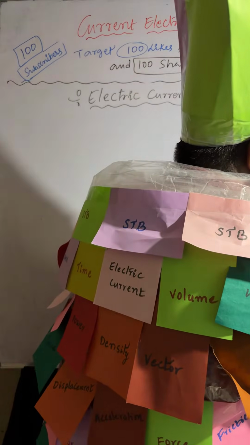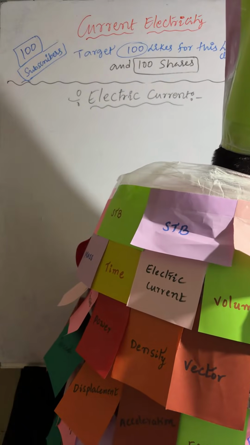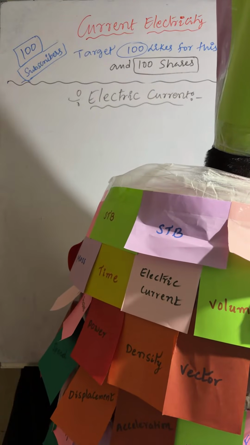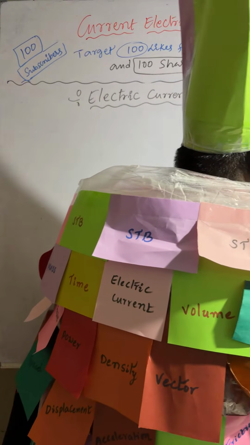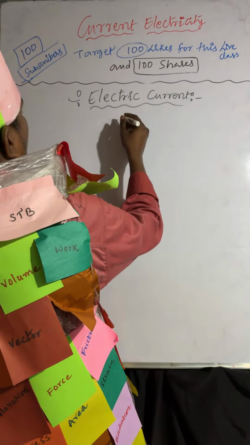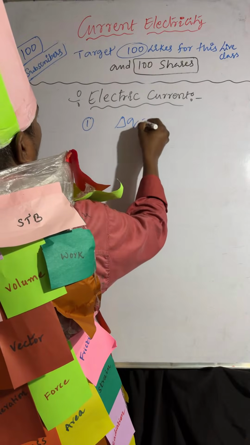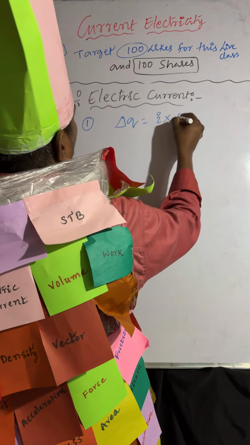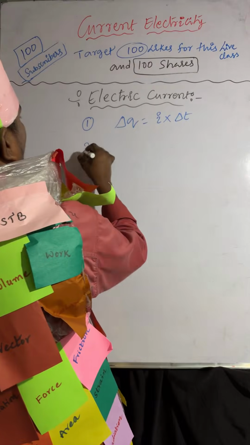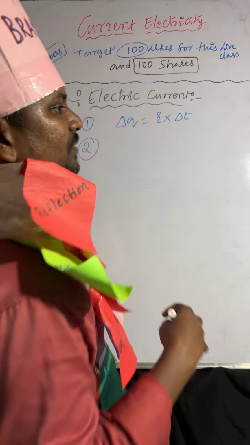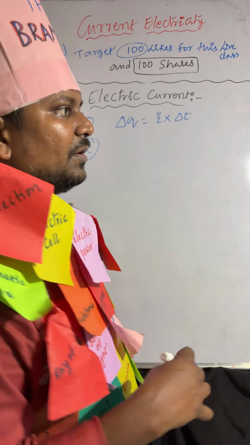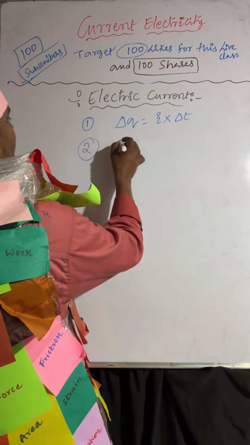If charge flow is obtained, so flow of charge, you can see the first point: the flow of charge can be obtained by multiplying constant current with a change in time interval.